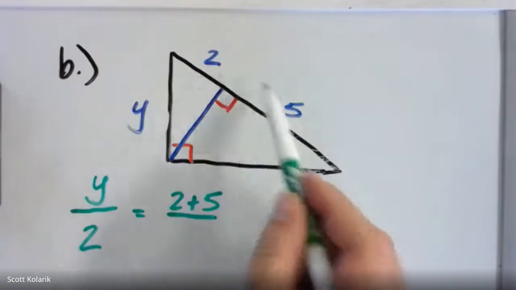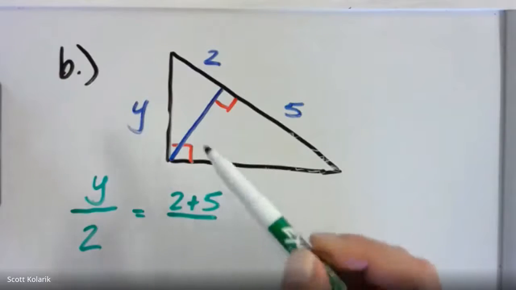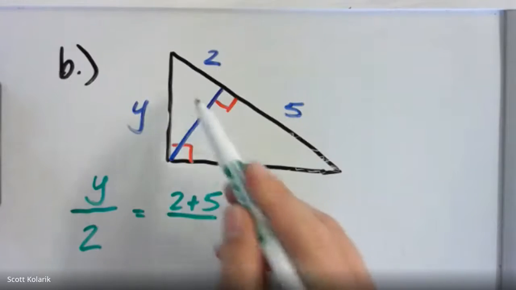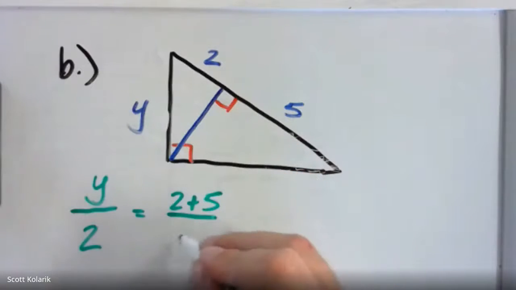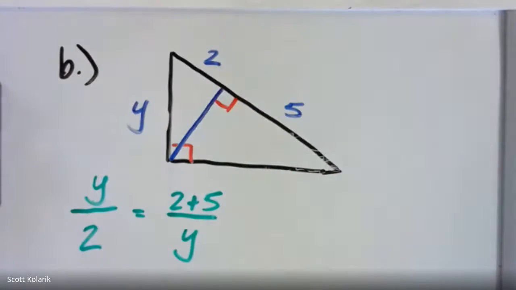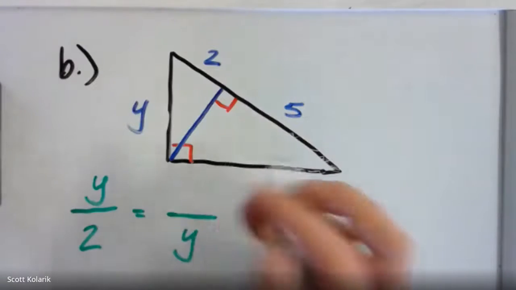And also maybe it's one of these two pieces you're trying to solve for, in which case your variable will be one of those two pieces. And then that's going to be over the hypotenuse of the small triangle, which in this case is that y value again. All right, so let's just simplify this. 2 plus 5 will end up giving me 7.